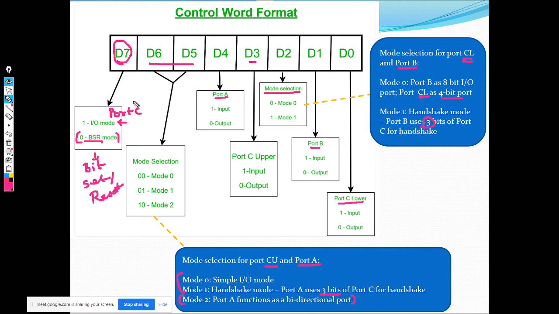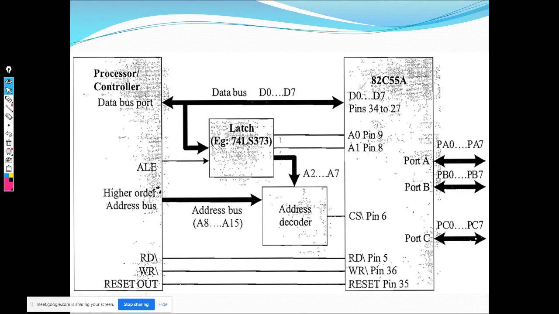So to give you a big picture, with this particular control word, you can configure the 3 ports, port A, port B, port C, in the way the specification allows. You can configure it in different ways for your own use. Now I've taken this particular figure from your textbook, because there are multiple ways you can interface your PPI with a microcontroller. One way to do it is specified in your textbook.